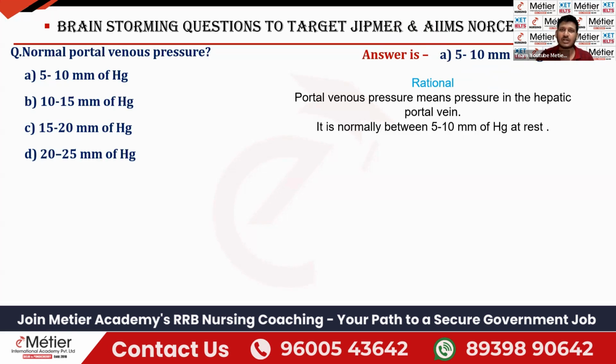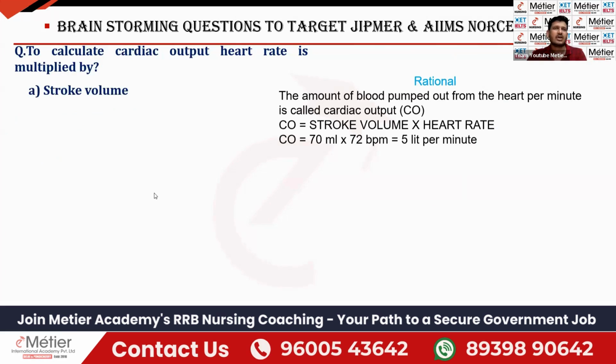And the rationale I have already mentioned here. The rationale is that normal portal venous pressure is 5 to 10 mm of mercury at rest. Okay, guys. The next one is, to calculate the cardiac output, heart rate is multiplied by what? They are asking cardiac output, and the heart rate has to be multiplied with what to get the cardiac output?